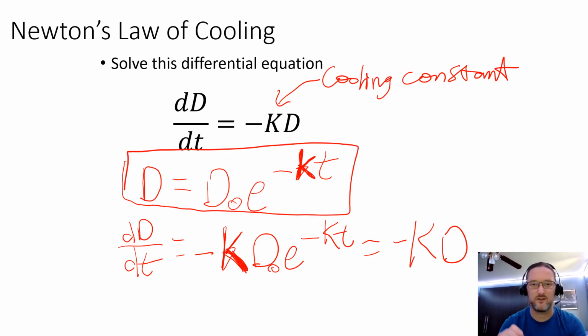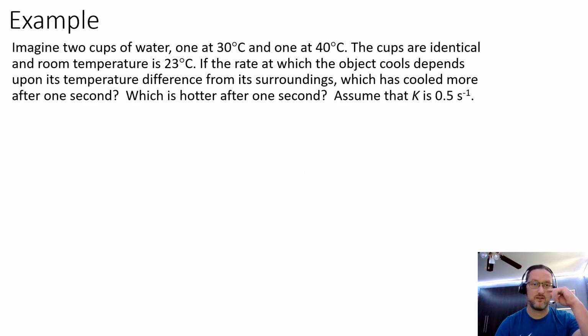T is the time, this little t. D is the temperature difference. Remember that that's the temperature difference, not the temperature of any individual thing. So let's look at this quick example. I'm going to work through it to show you. Two cups of water. One's at 30 degrees Celsius, one's at 40 degrees Celsius. They are in an identical room. The temperature is 23 Celsius, and we're going to assume the temperature of the room stays constant. It's so big that having a warm cup of water in it is not going to change the temperature of the room.